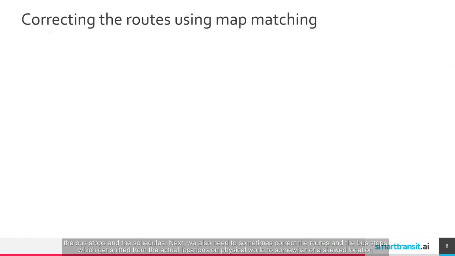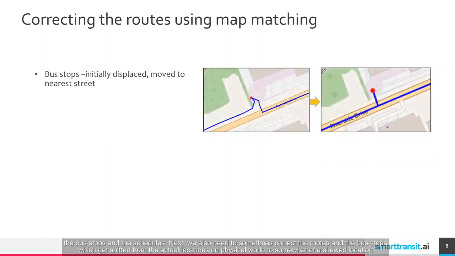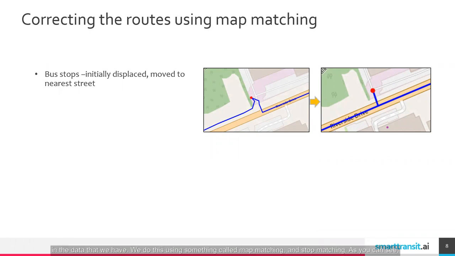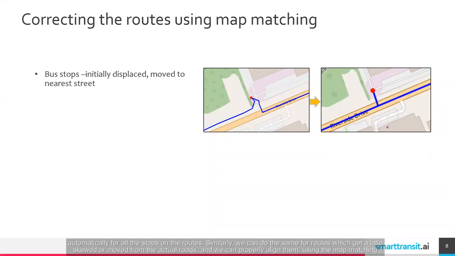Next, we also sometimes need to correct the routes and the bus stops, which get shifted from the actual locations in the physical world to somewhat of a skewed location in the data that we have. We do this using something called map matching and stop matching. As you can see here, the bus stop was initially shifted from the actual road, but we can move it to the desired location automatically for all the stops on the routes.